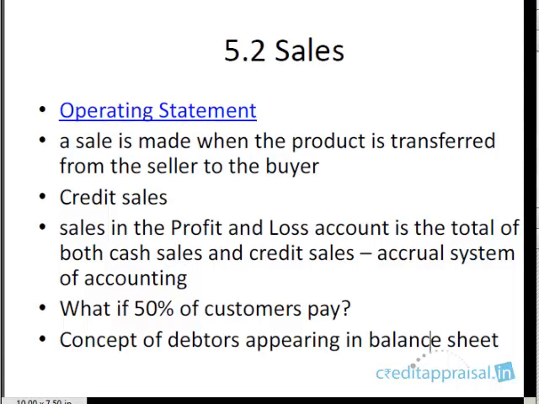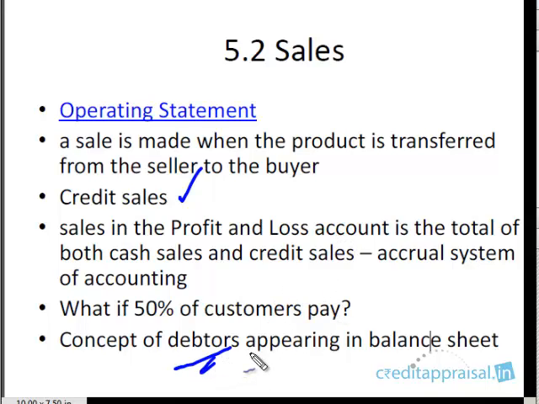So we are still in segment 5.2. We are discussing sales under the operating statement. We have discussed the concept of credit sales. I hope we are all comfortable with the concept so far. And also we have discussed the concept of debtors and preparing the balance sheet.